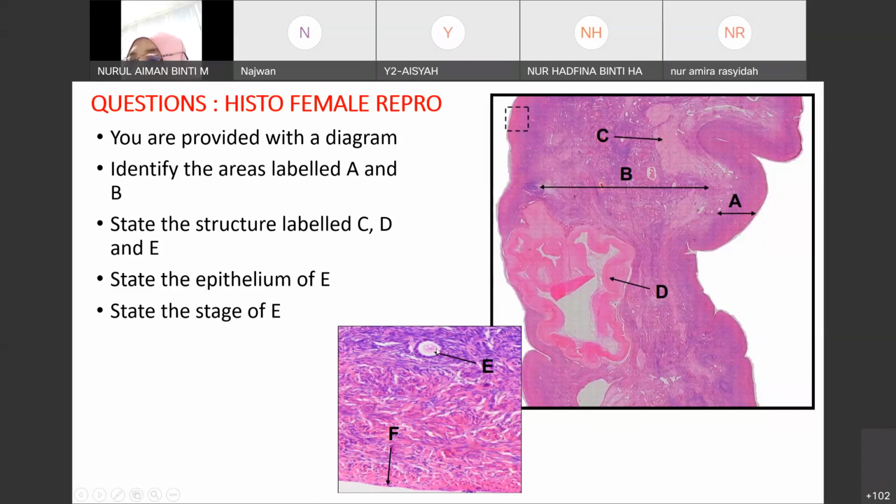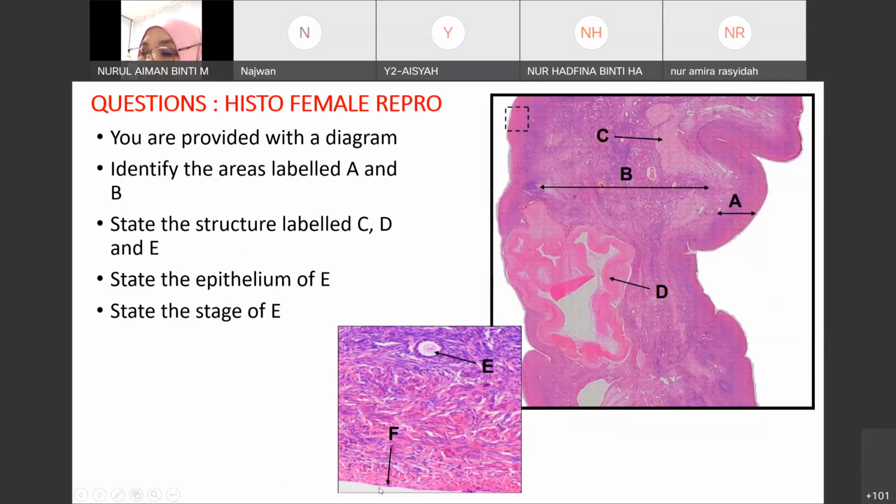You can see it is cuboidal. Okay, simple cuboidal epithelium, to support your answer in this question. Let's say if you say primary follicles, you have to answer the epithelium of E is simple cuboidal. There is still the presence of simple squamous epithelium here, and I can still accept it, but since you already find the cuboidal epithelium here, then you should answer primary follicles. So if the answer here is primary follicles, the answer here must be simple cuboidal epithelium. So the stage E is primary follicles. That's the only stage.